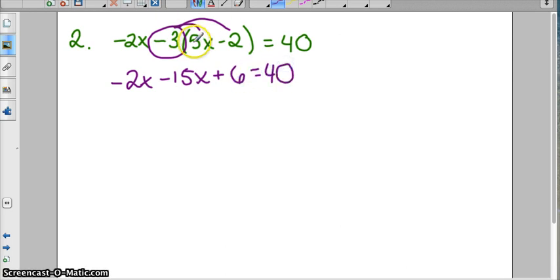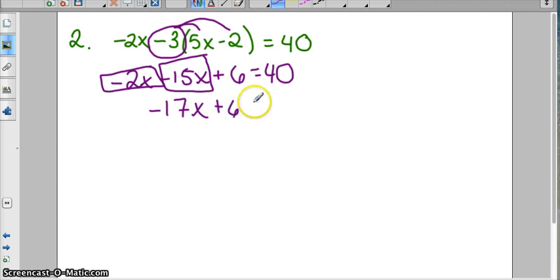So now that we're done distributing, we're going to combine like terms. So we have a negative 2x and a negative 15x. So negative 2x minus 15x is negative 17x. Bring down my plus 6 equals 40.